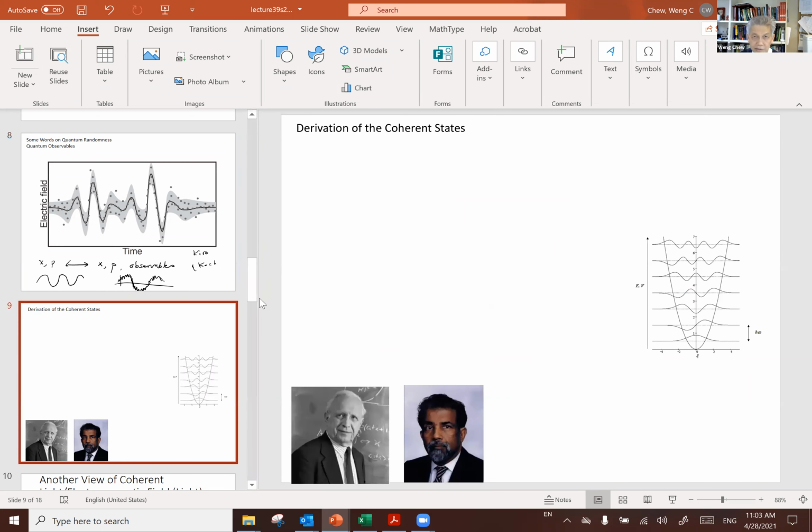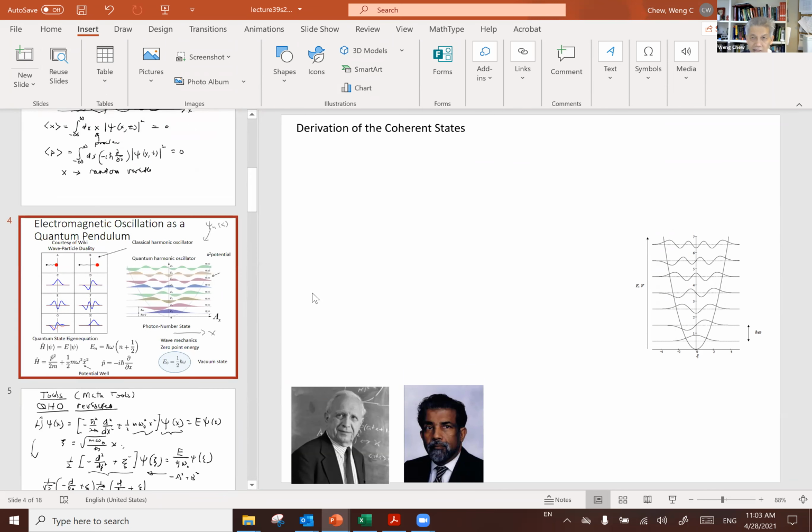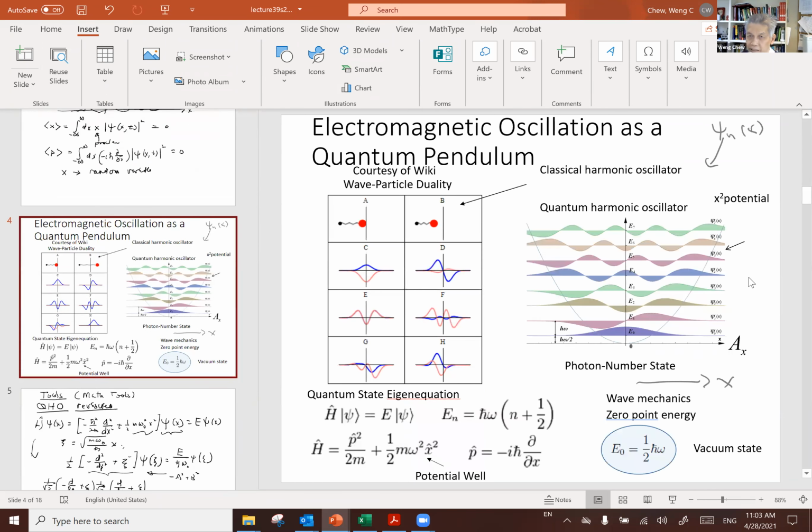So let's look into the derivation of the coherent state. It was derived by Roy Glauber and Sudarshan around the 1960s. But what essentially it amounts to is that if you look at the photon number states, and we have seen these photon number states before, they look like this. They are completely spread out.